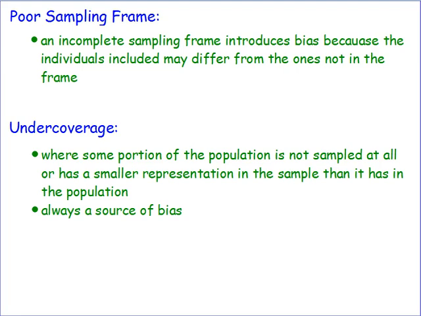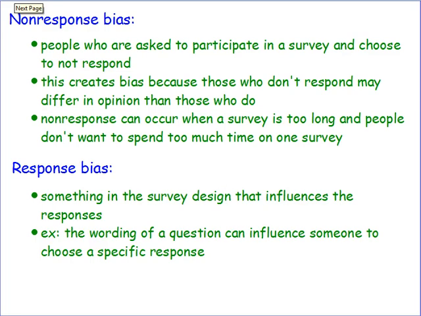We also have non-response bias. This is when people are asked to participate in a survey, but they choose not to respond. People who go door to door asking people to take surveys get this a lot because people don't have to open the door. They can open the door and say, I'm not interested. If you're calling them on a phone, they might hang up. This creates bias again because those who don't respond, their opinion might be different than the people who do. So non-response can kind of go with undercoverage as well. Non-response can occur when a survey is also too long and people just simply don't want to spend too much time on that survey.